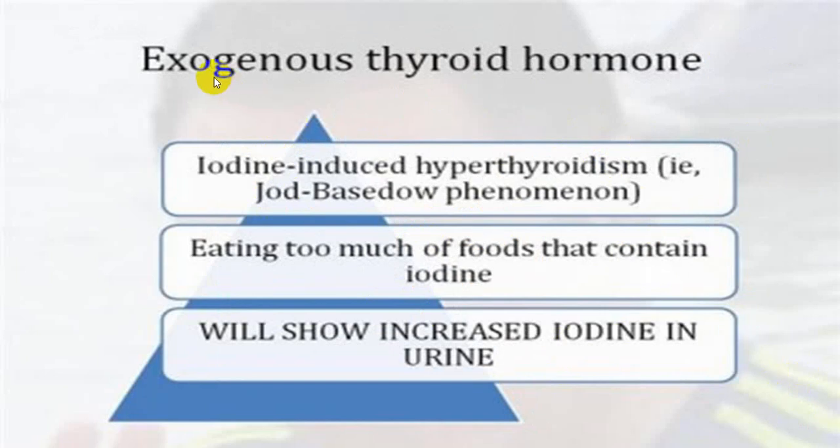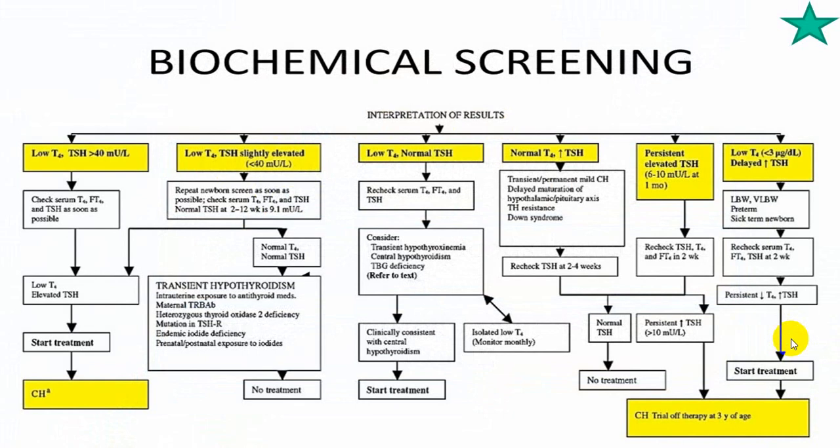In a person with exogenous thyroid hormone, the person will give you a good history, or the person is taking a high quantity of iodine in the diet, and you will see that the urine content of iodine has increased, extra quantity has been thrown out, and this particular group of people very frequently develop hyperthyroidism because of iodine, we call it Jod-Basedow phenomenon. I'm skipping over this slide, you can go through it at your leisure time.